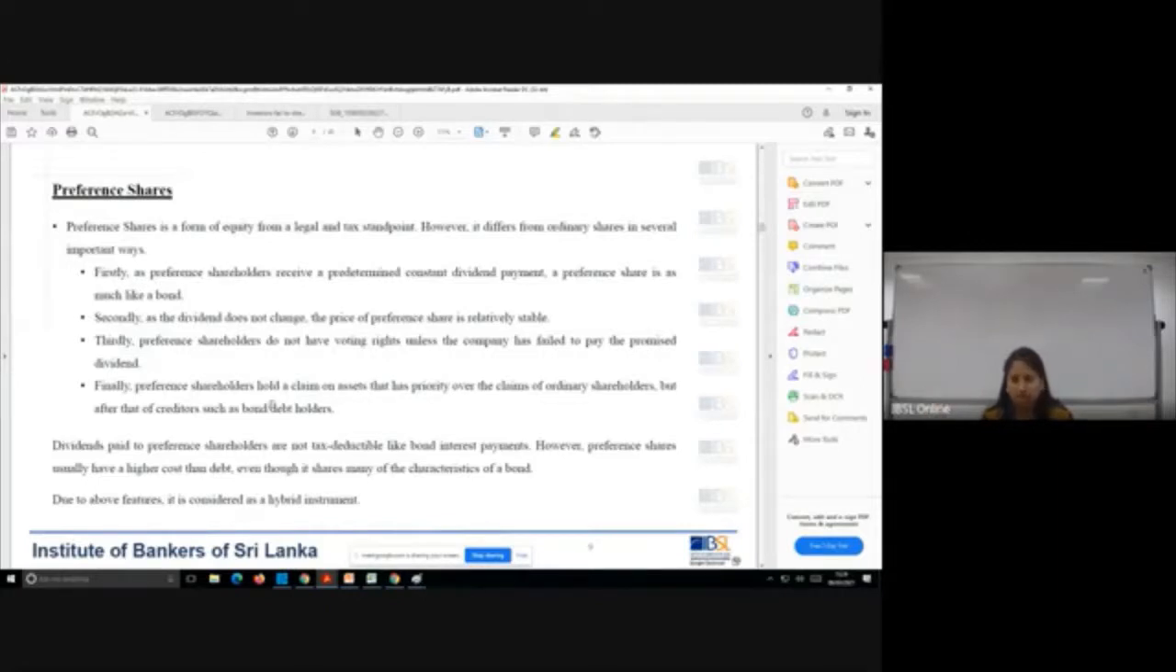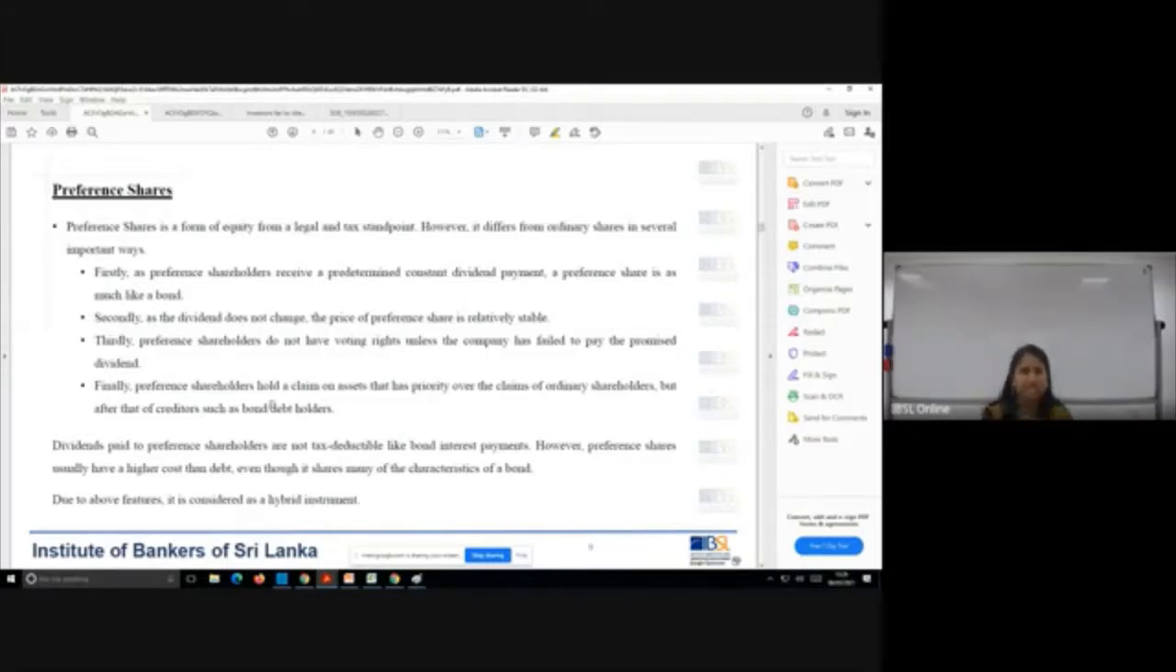So when they structured preference shares, they said at least let's have the dividend payment in a constant and predetermined manner, so that that payment is certain. Whether the company makes profit or loss, you have to pay the dividend of the preference shareholder.